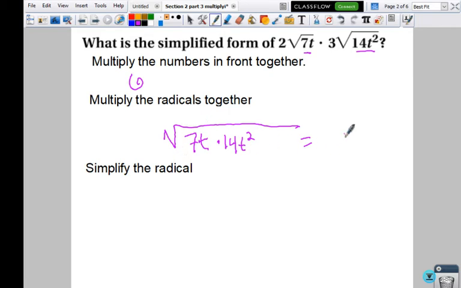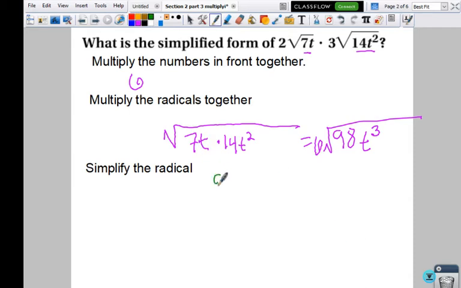7 times 14 is 98. I have square root of 98, right? And then if I have t and a t squared, that's 3 t's, so I'm going to go t to the third. And then that 6 I got out in front, I'm going to put it back here, just so I don't forget it. And you're done. And now it's just like our warm-up. We have to go through and simplify.